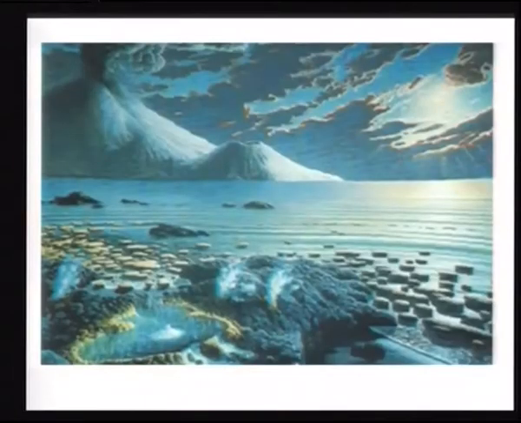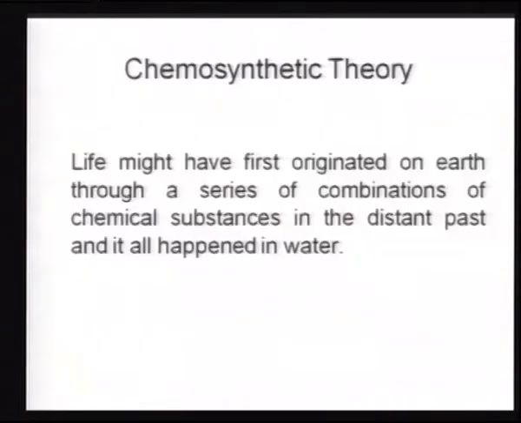Then what happened? The Earth started cooling down, and all the water vapor in the primitive atmosphere condensed into water. There were torrential rains. Continuously it kept on raining, and the first oceans were formed. It is in these oceans that the molecules of life first appeared. These molecules were washed down with water and came into the oceans.